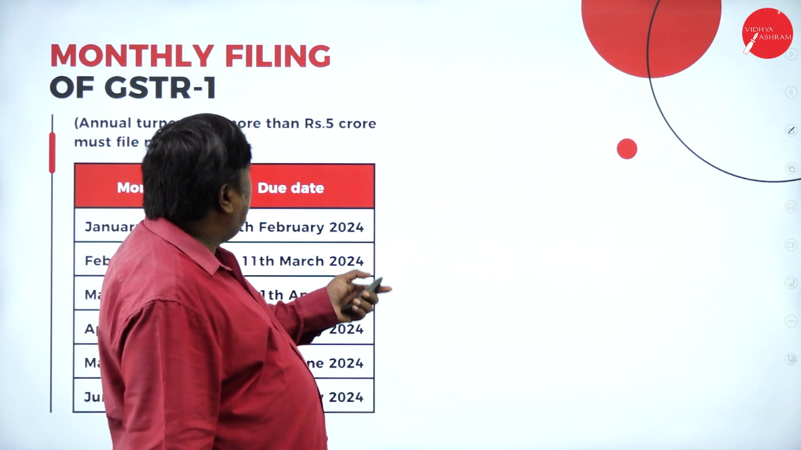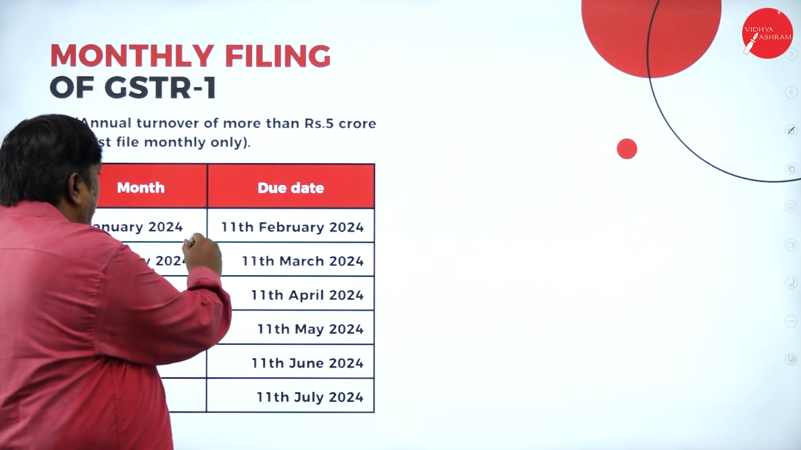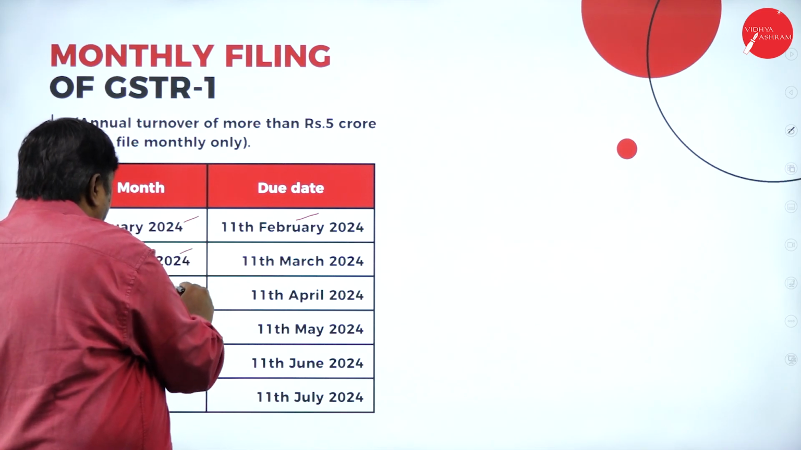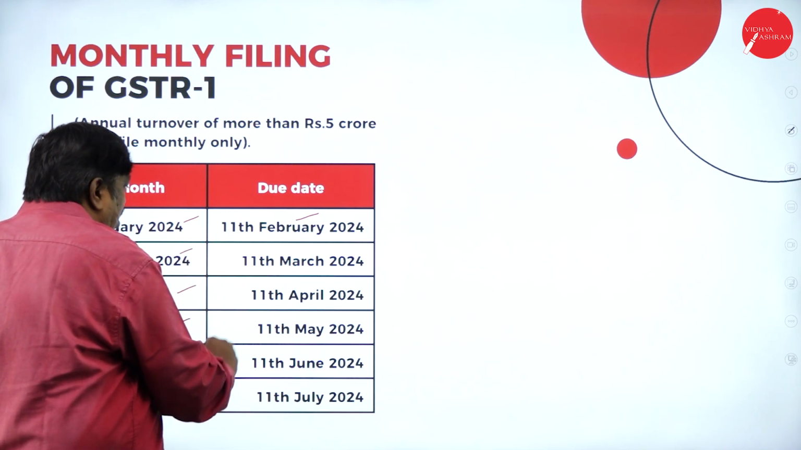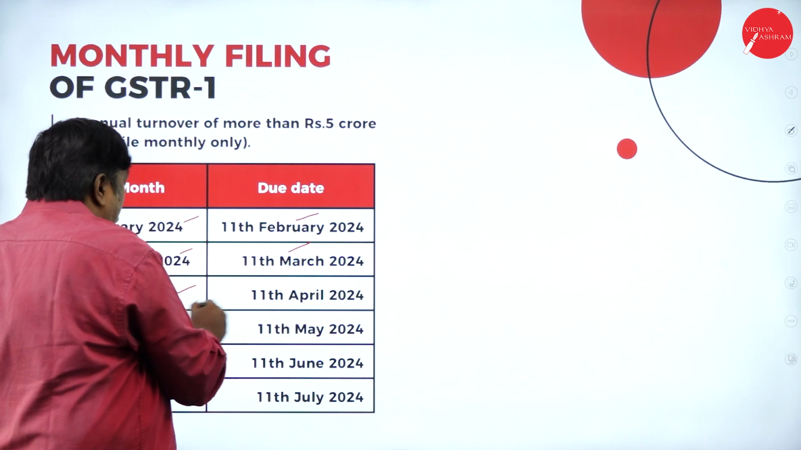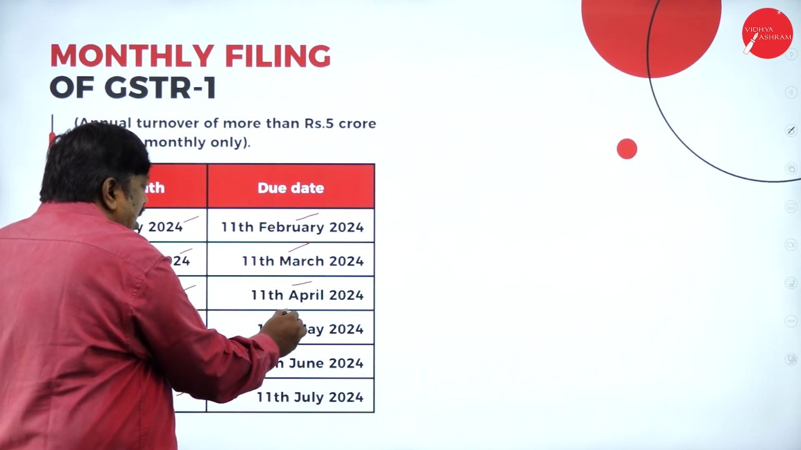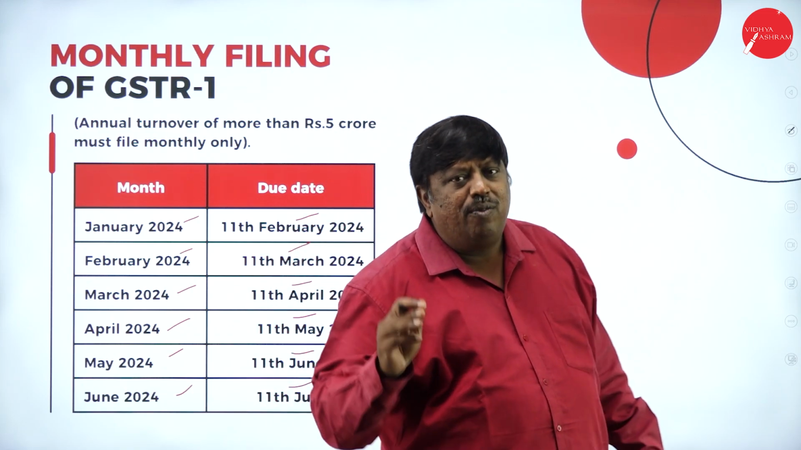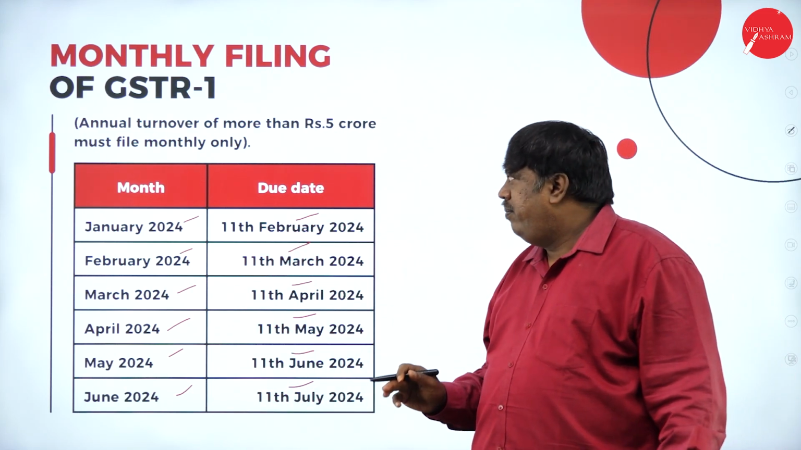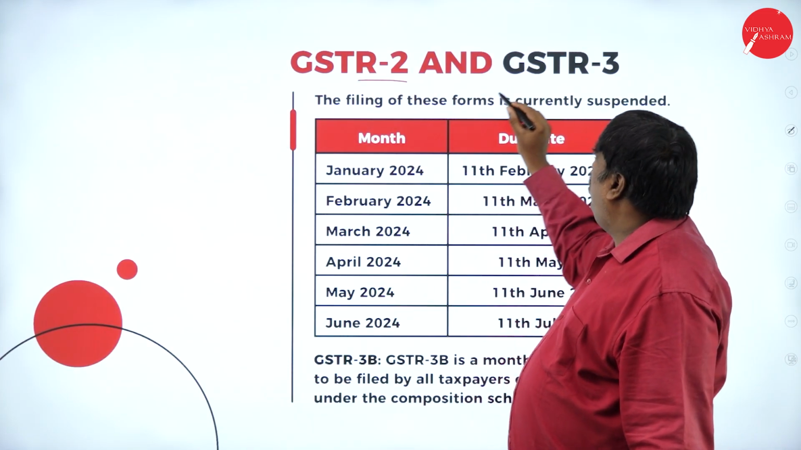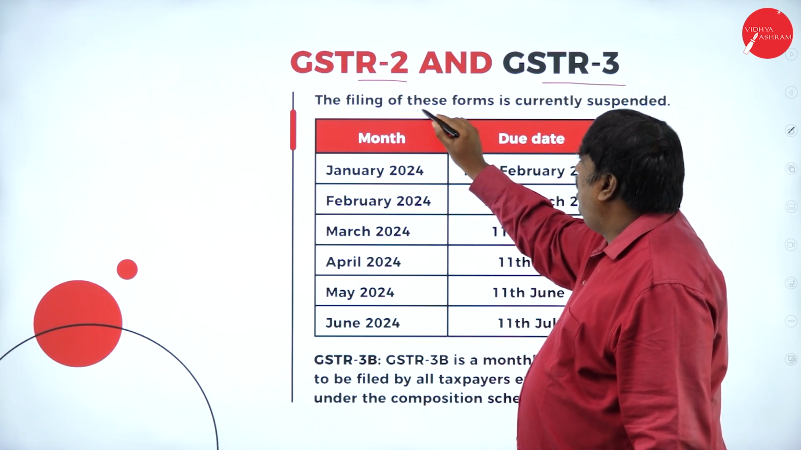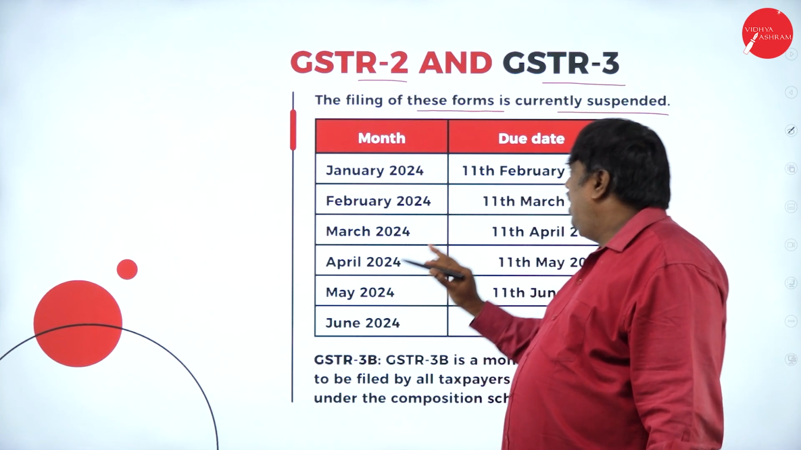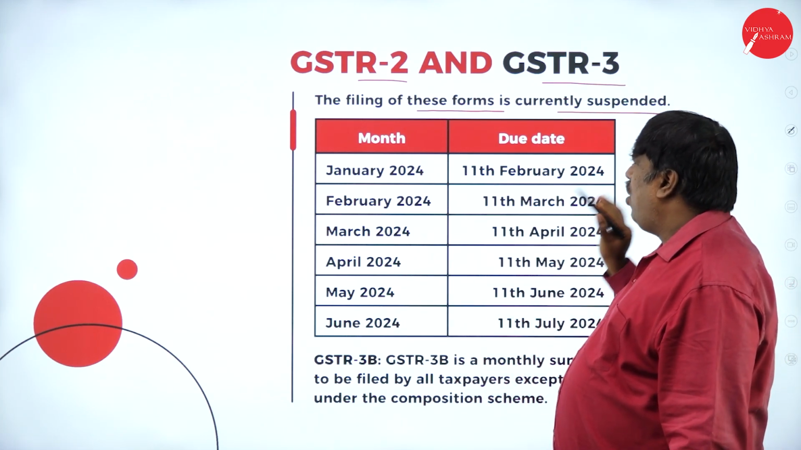If it is monthly, then for January, 11th February will be the due date. For February, it will be 11th March. For March, 11th April; then 11th May, 11th June, and 11th July are the due dates for payment of GST. For GSTR 2 and 3, the filing of these forms is currently suspended. But we have the dates here, the same thing for the monthly concept.